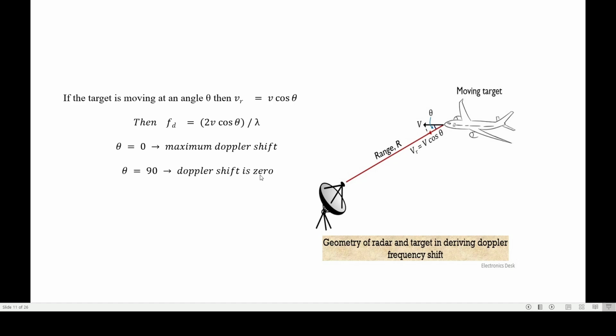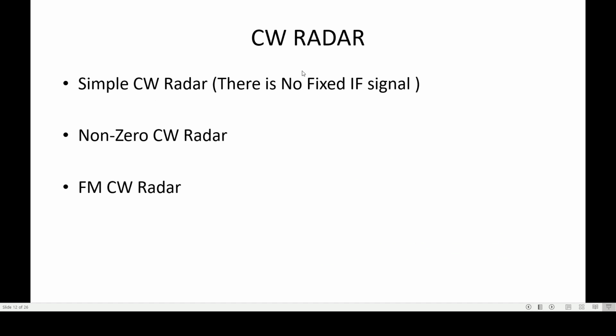Now let's see different types of continuous wave radar. First we will learn simple continuous wave radar. Simple continuous wave radar means there is no fixed intermediate frequency signal. I mean, there is a mixer, but there is no local oscillator, and the signal is not tuned to a particular frequency. Then we will learn non-zero IF continuous wave radar and frequency modulated continuous wave radar.